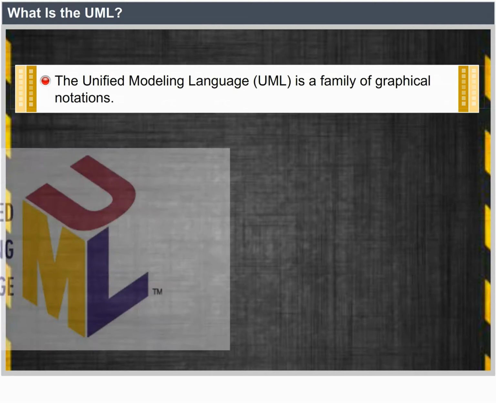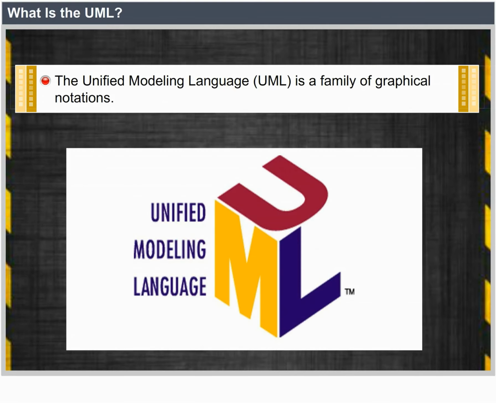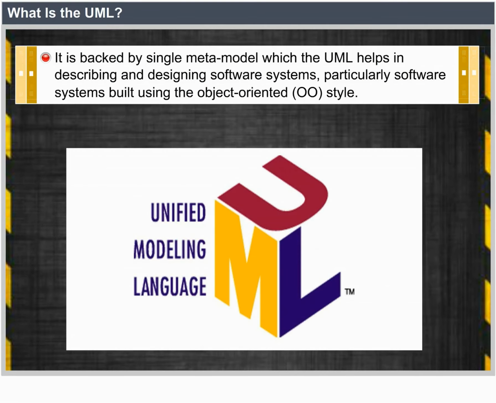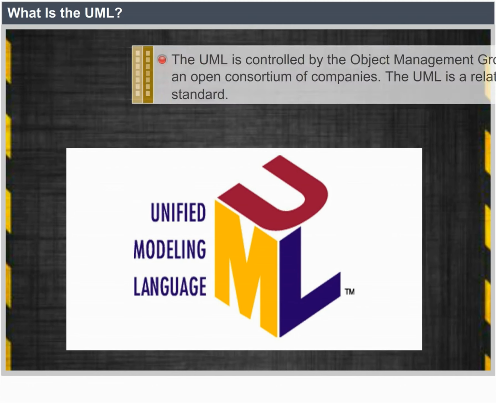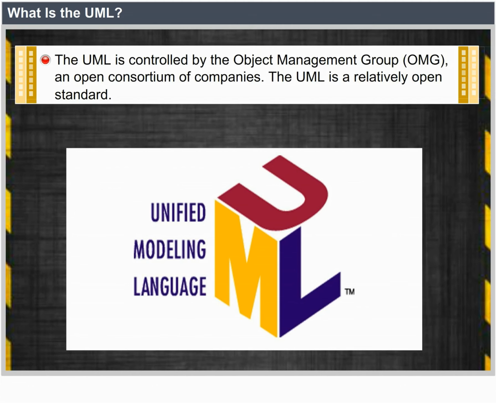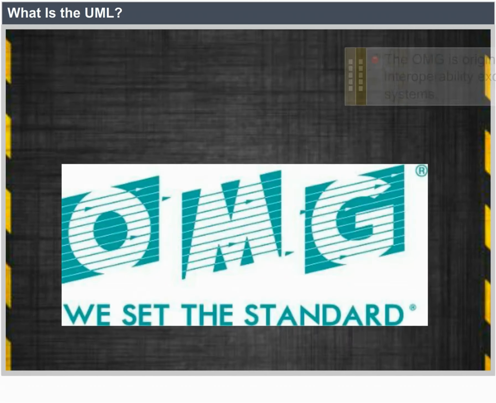What is the UML? The Unified Modeling Language is a family of graphical notations. It is backed by a single meta model, which helps in describing and designing software systems, particularly software systems built using the object-oriented style. The UML is controlled by the Object Management Group, an open consortium of companies. The UML is a relatively open standard.